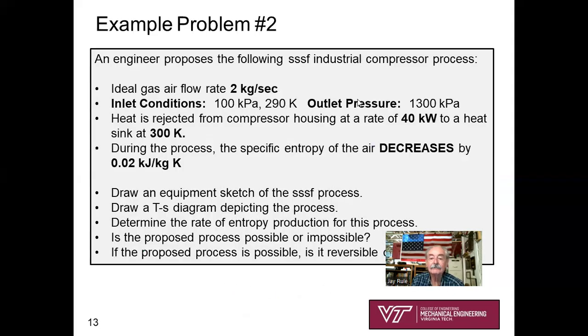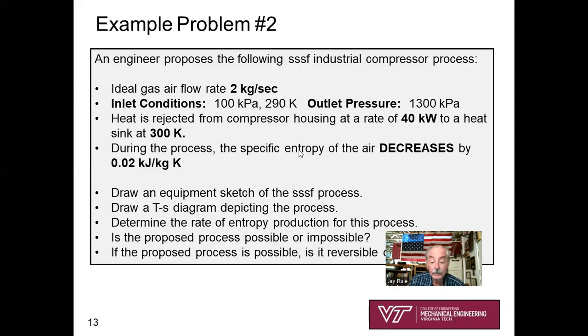Okay. Now I've got some numbers. Woo! So here's the proposal with numbers. The ideal gas air flow rate is 2 kilograms per second. M dot's given. Inlet conditions, a certain temperature and pressure. Outlet pressure higher than the inlet. Heat is rejected from the compressor at a rate of 40 kilowatts to a heat sink to the surroundings at 300 K. Okay, so that's going to be important. Q dot N is negative 40 kilowatts.